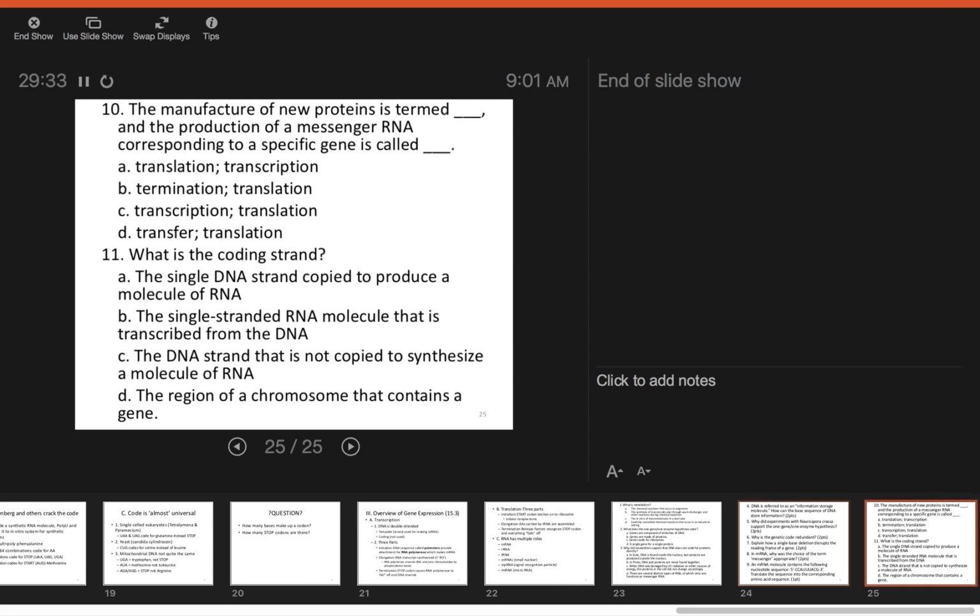And then the last slide is just 2 multiple choice questions. Can we write our answers on paper? You can write it on paper and hand it in. Yep. If you have questions, feel free to ask. This is due on Monday.